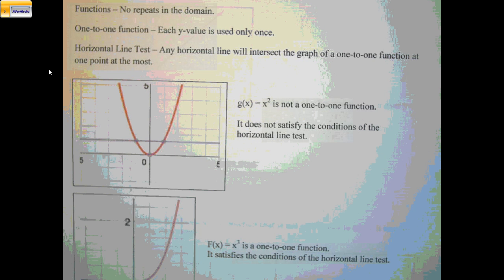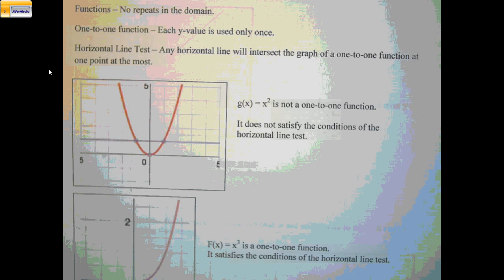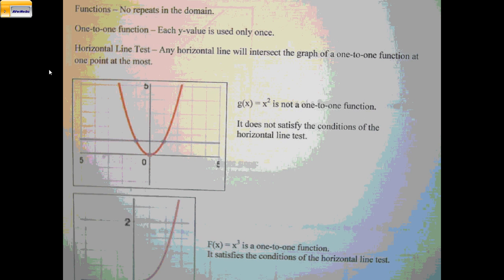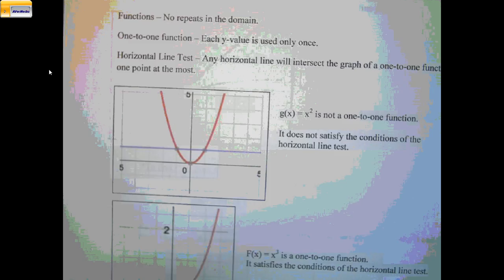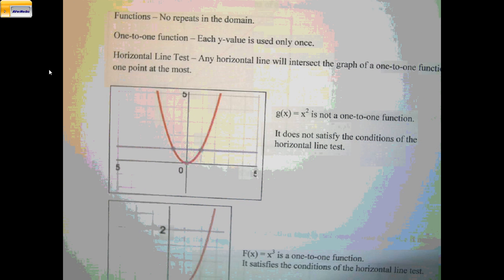Alright guys, this is the first lesson for chapter 6. You do have a quiz on Thursday, just so you know. The quiz on Thursday covers double angle identities, half angle identities, and this stuff. Okay? Quiz on Thursday. Double angle, half angle, this stuff.